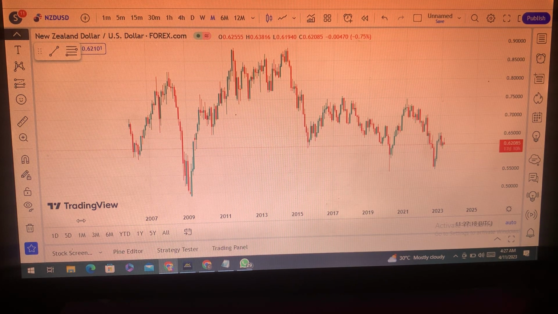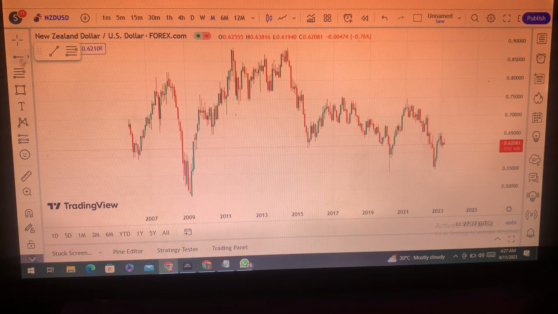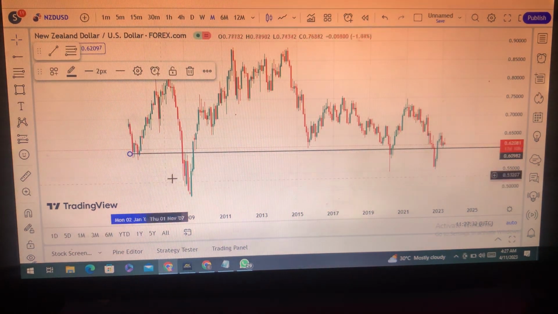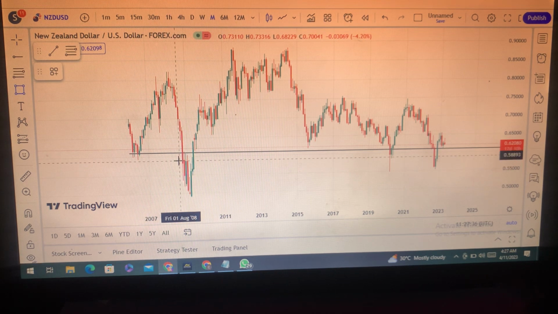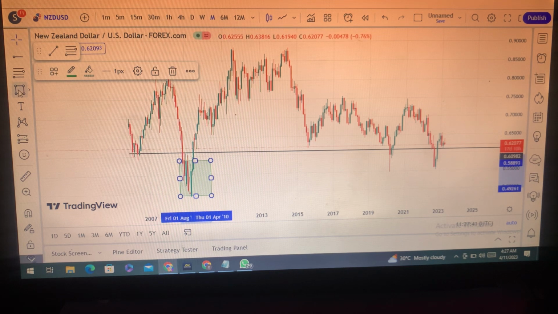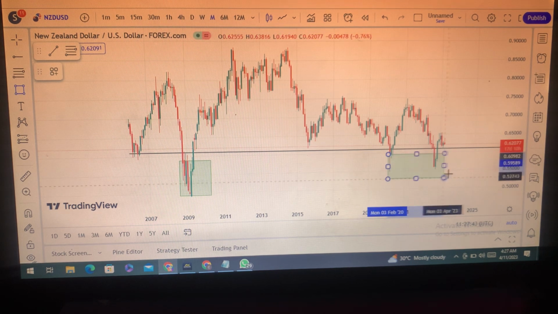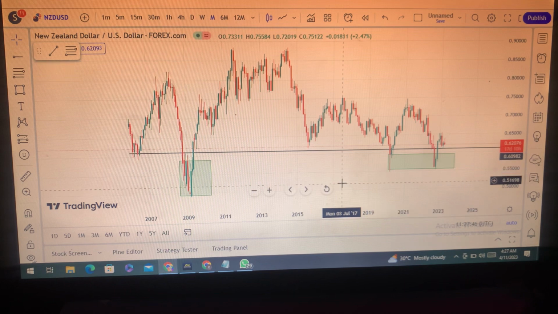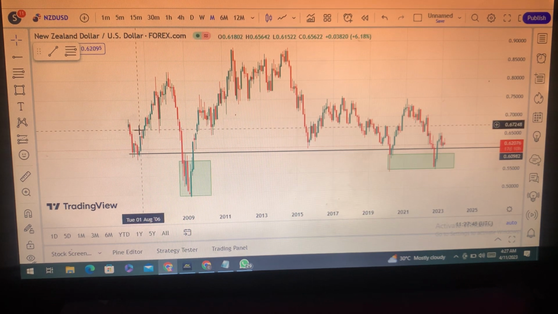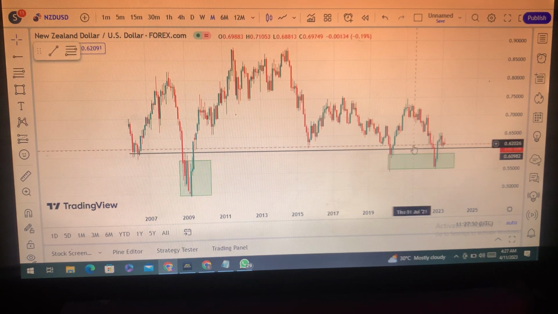First, we are going to spot out our zones on the monthly time frame. First, we'll spot out our support zone, which is here. These are fake outs. I'll highlight the fake outs so that you can see. These are fake outs. We've spotted out our support zone.